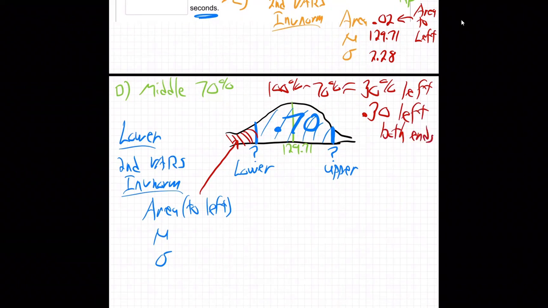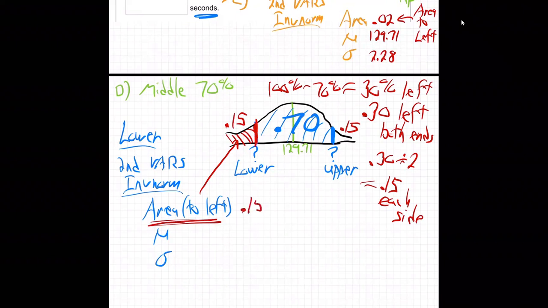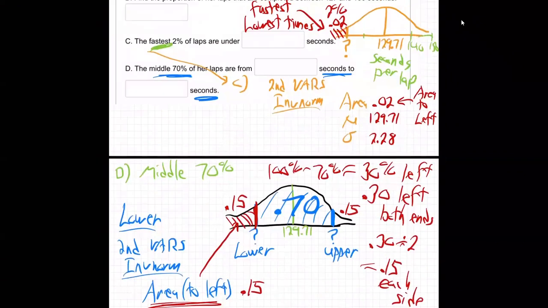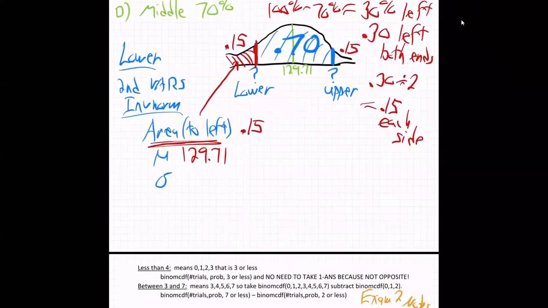So you divide that, 15? Yeah, you got it. Divide by 2. That's 0.15 for each side. There's 15%. So there's got to be 15% here and 15% of the candy bar there, right? For 30 plus the 70 is the whole 100% of the candy bar, right? So the area to the left of this lower spot is simply 0.15. Put in the mu, 129.71. Standard deviation, whatever that was, I don't remember, 2.28. Hit the buttons, and that'll give you the lower, okay?